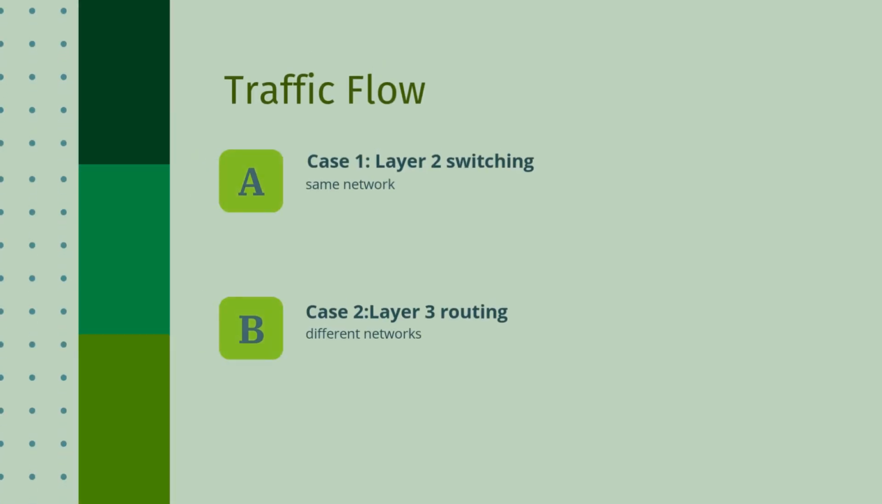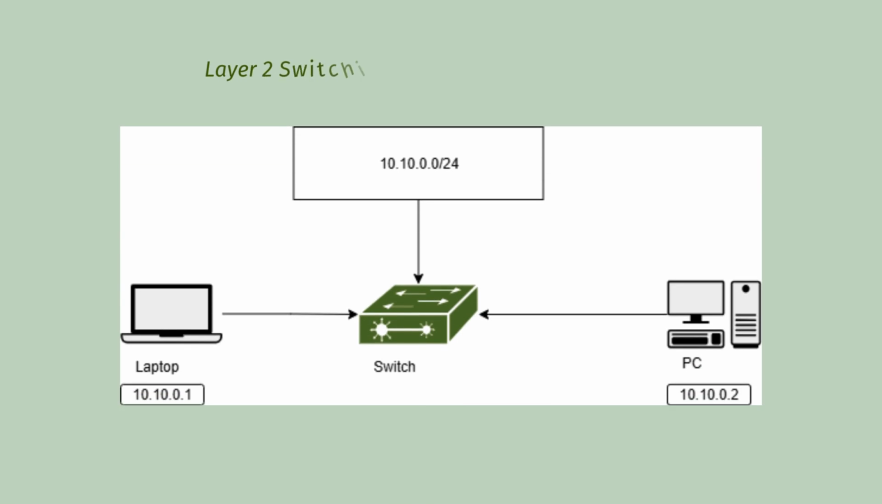Let's look at traffic flows, how traffic flows in a network. We will discuss two cases, that is layer 2 switching and layer 3 routing. Let's look at our first case. Two computers are connected to the same switch and are in the same subnet or network.